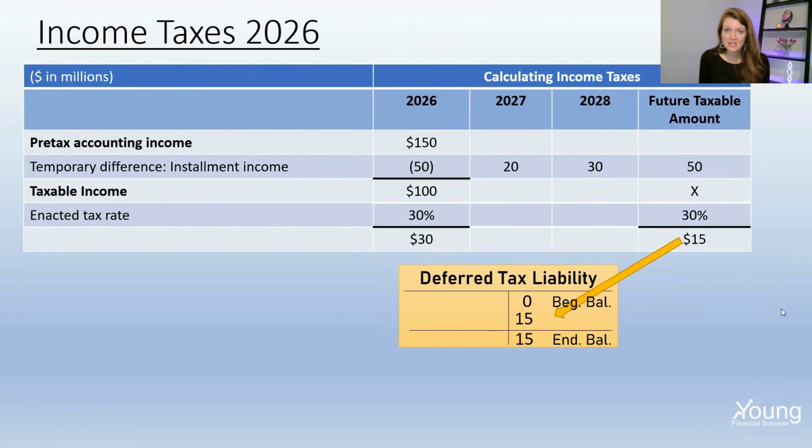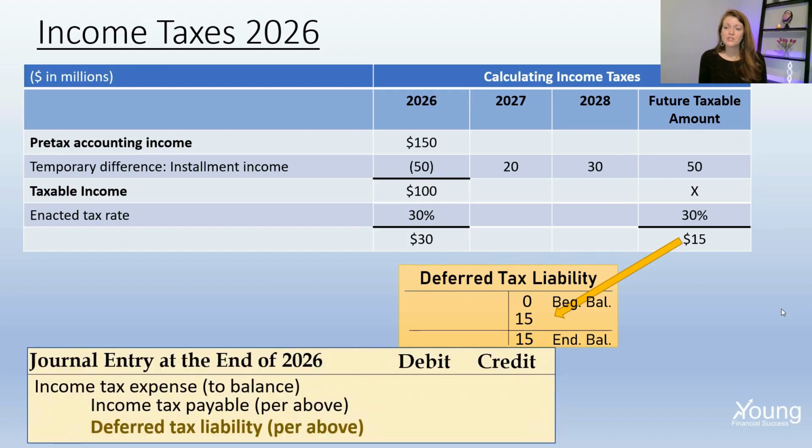So we have 15 million that we're expecting to pay in the future. So if we started our deferred tax liability with a zero balance, we add the 15 to it. So now we see on our balance sheet that there is a deferred tax liability, and it's related to this installment sale. So for 2026, the entry that we make, there's going to be these three accounts on all of these entries with deferred tax liability, and you'll see it here. Then we'll look at how it reverses out in the next 2 years.